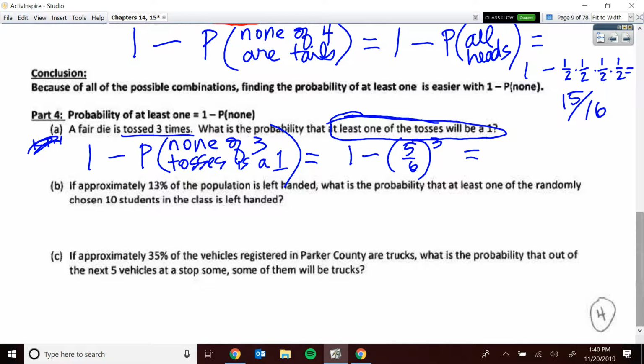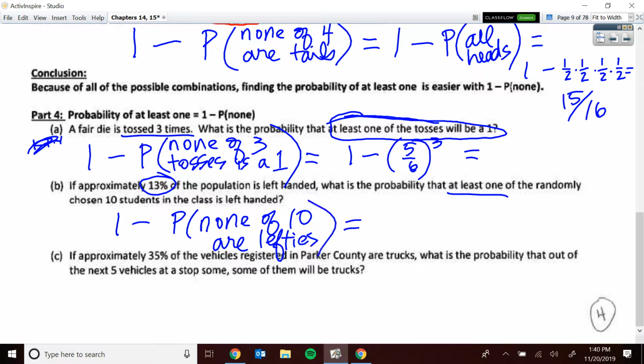If you want to stay for another minute, I got one more for you. Otherwise, you can go. 13% of the population is left-handed. What's the probability at least 1 out of the 10 is left-handed? 1 minus the probability that none of the 10 are lefties. If none of the 10 are lefties, what does that say about them all? They are all righties. So that's 1 minus. How do I notate all of them being righties? 0.87, and there are 10 of them. So whatever that comes out.